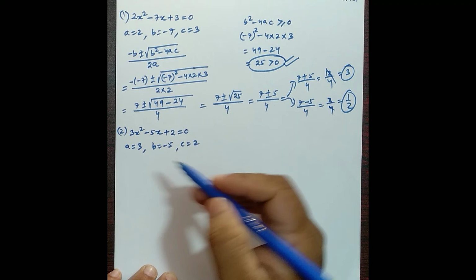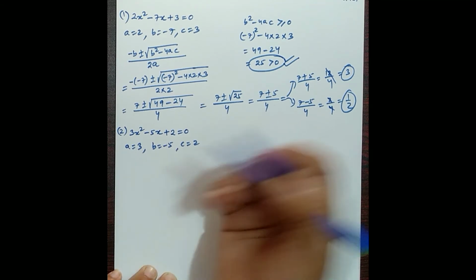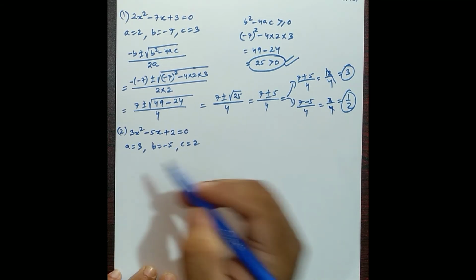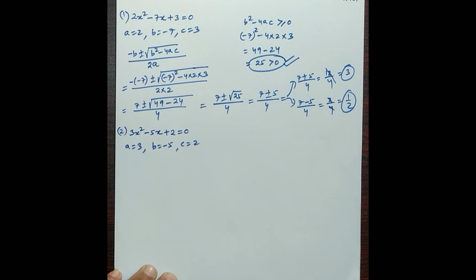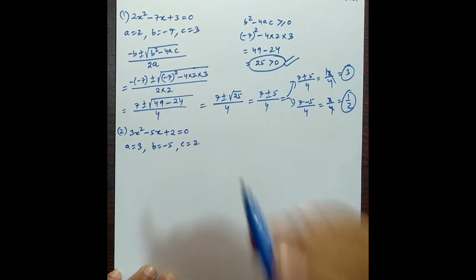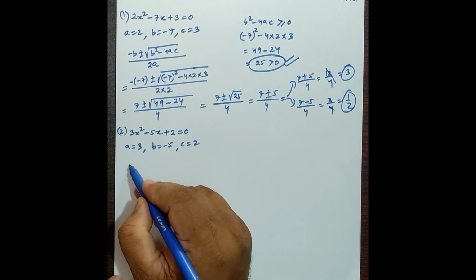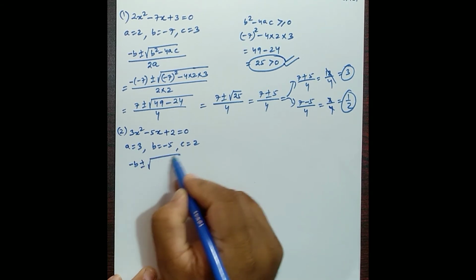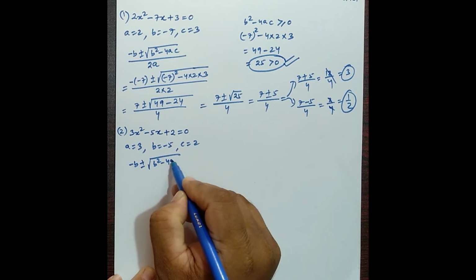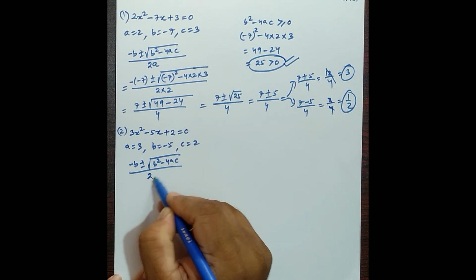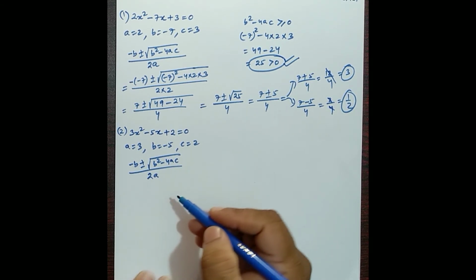So now the same procedure you have to apply. Directly you can put the formula over here. The question is asking you to find the roots of the quadratic equation. Directly simply put the formula over here. So what is the formula? The formula is minus b plus minus under root of b square minus 4ac all divided by 2. Okay. Just put it over here.